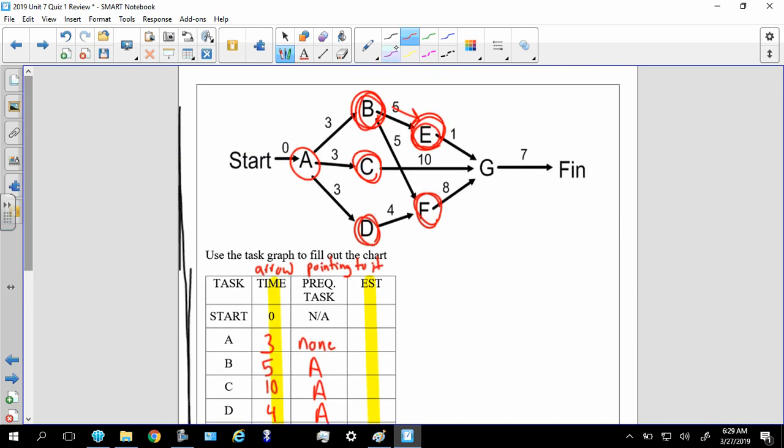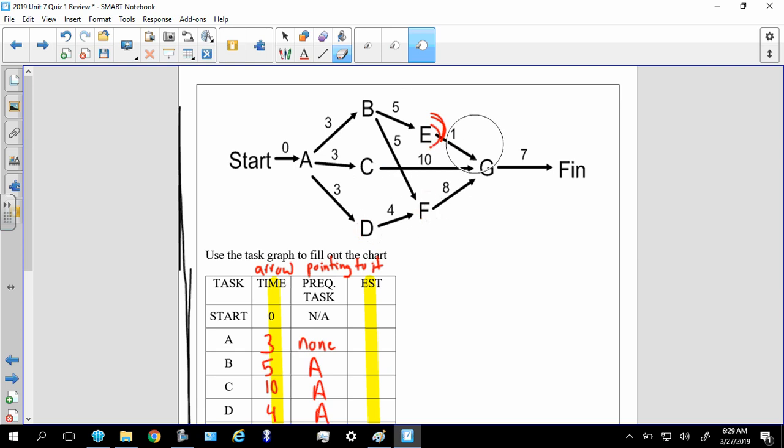All right. Now let's clean this up because I got to do the EST here. Now the EST is just like we did 2 questions ago. So A will start at 0. B will start at 3. C will start at 3. D will start at 3. All right. Let's see, E's easy. There's only 1 arrow to it. That's an 8. Oh, F's got 2 lines to it. B to F would be 8, but D to F would be 7. We got to take the 8, the larger number.